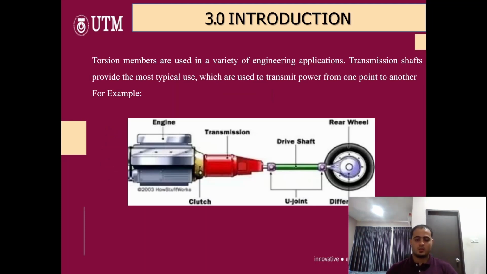Then torsion members are used in a variety of engineering applications. A transmission shaft provides the most common use, which is to transmit power from one point to another. For example, a shaft is used to transmit power from the engine to the rear wheels of the automobile, and this shaft can be either solid or hollow.